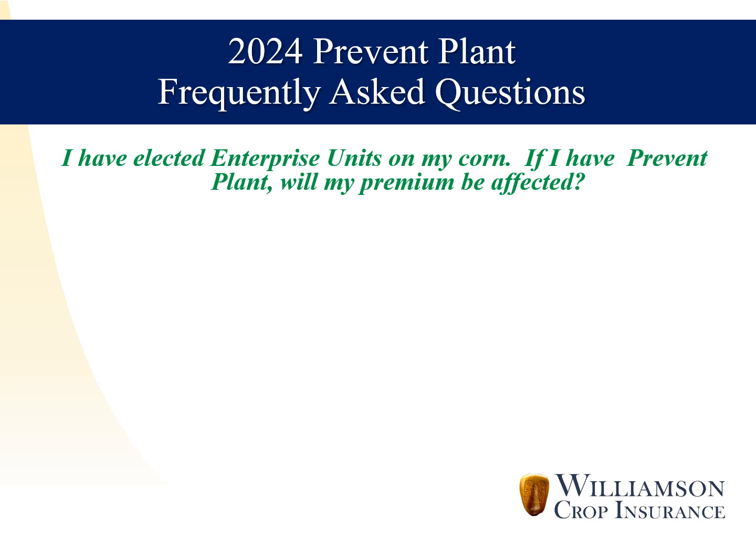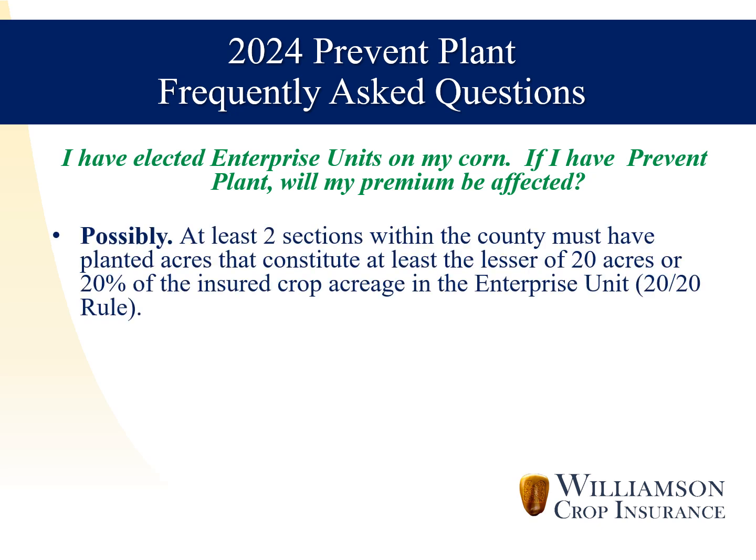Okay, next question. I have elected enterprise units on my corn. If I have prevent plant, will my premium be affected? Possibly. That is because in order to qualify for an enterprise unit discount, you need to have planted that crop. So planted is the key in at least 2 sections in that county, and 20 acres or 20% of that crop, whichever is less between the two, we call it the 20-20 rule, needs to land in that second section.